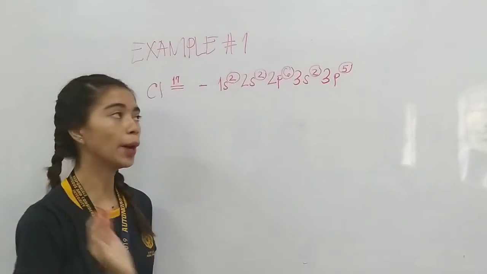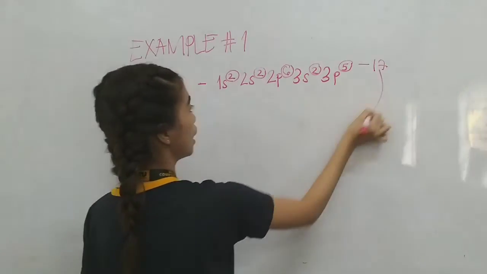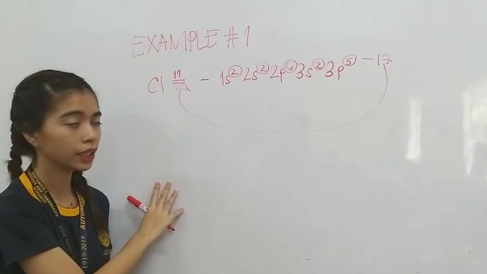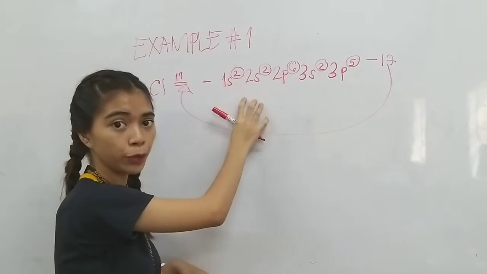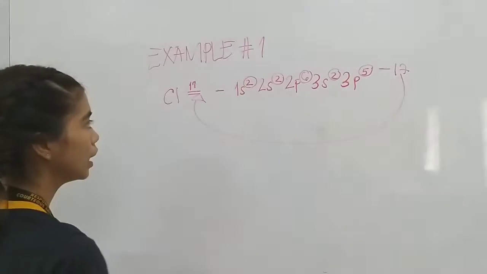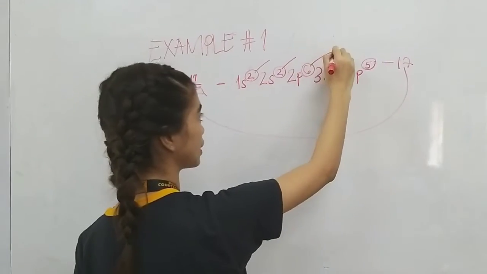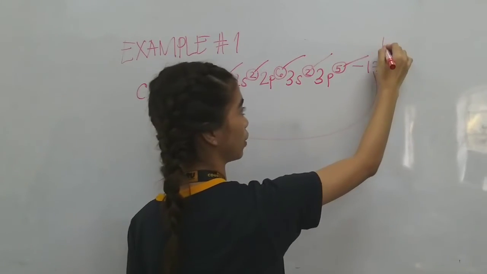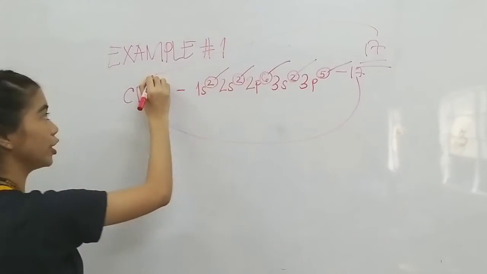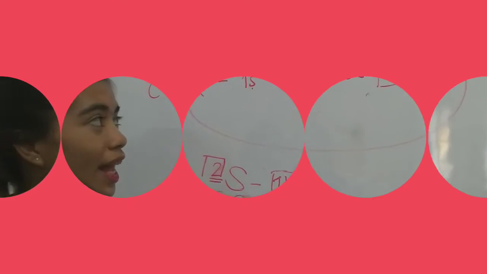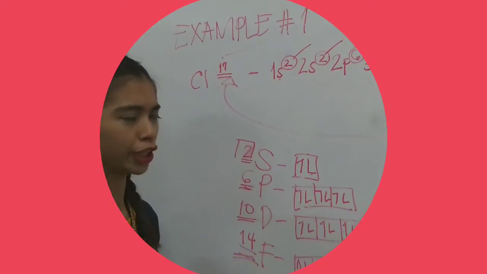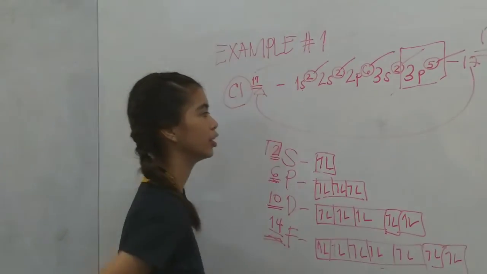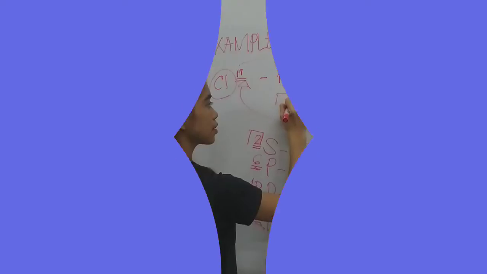If it is equal to 17, which is the atomic number of Cl, chlorine, then this electron distribution is correct. 2 plus 2 plus 6 is equal to 10, plus 2 is 12, and plus 5 is equal to 17. So in that electron configuration, you have to make the orbital diagram for this element, with S being one box only.